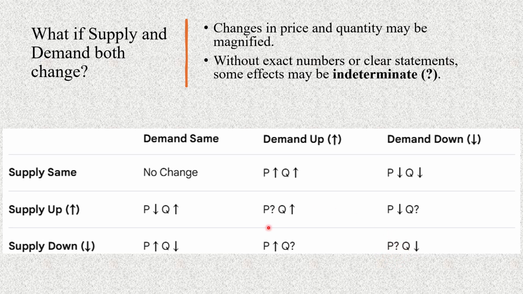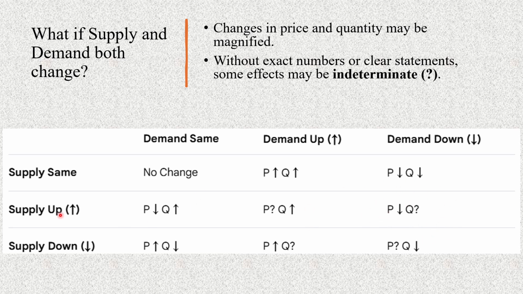And we can see the opposite when they move in opposite directions. So when demand goes up, we can see that price goes up. Same with supply goes down, price goes up. But we don't know if the quantity is going up or down because we don't have those specific numbers. Same thing with supply up and demand down for the same reasons.